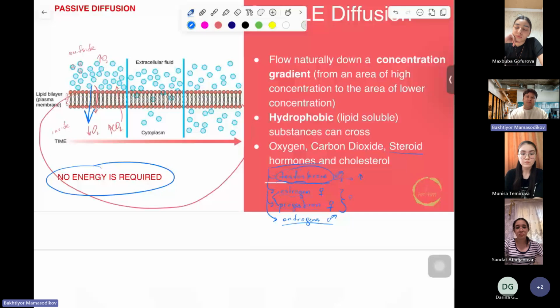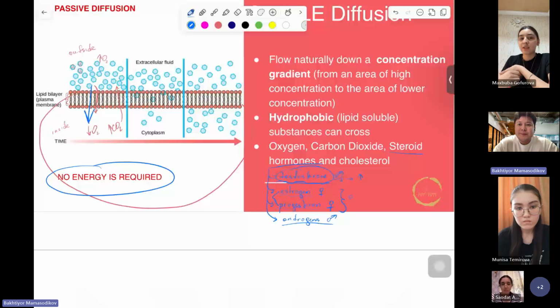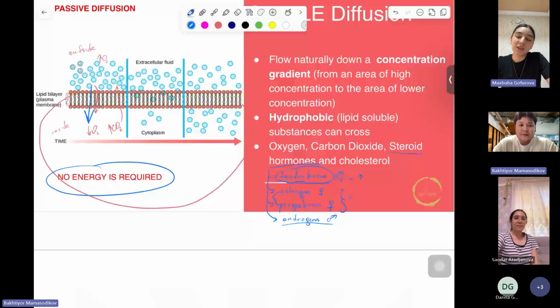Okay, cholesterol. What's their function? The function of cholesterol. They make the cell membrane. No, in the cell membrane we have a little amount of cholesterol. That's true. But what's the main function of cholesterol? They produce steroid hormones. Cholesterol is going to produce the steroid hormones.